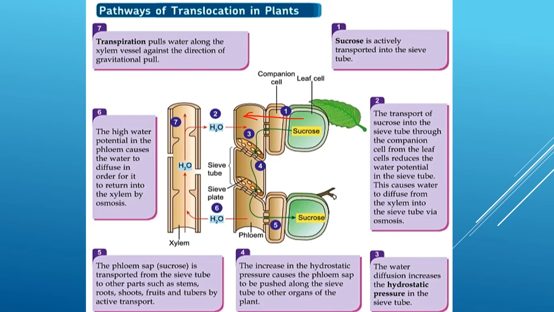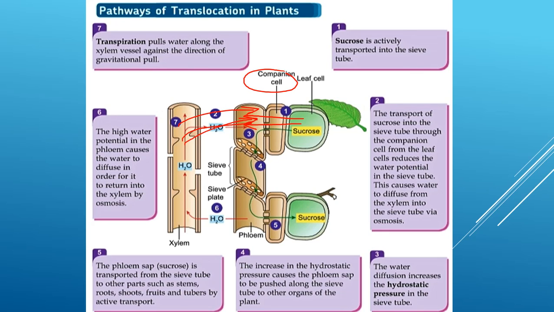Number 2, the transport of sucrose into the sieve tube through the companion cell, okay, from the leaf cell, will reduce the water potential in the sieve tube. Okay, water potential di sini sieve tube akan menurun. Okay, so apa yang berlaku ialah water will diffuse from the xylem to the sieve tube via osmosis. Okay, and then the water diffusion will increase the hydrostatic pressure in the sieve tube.